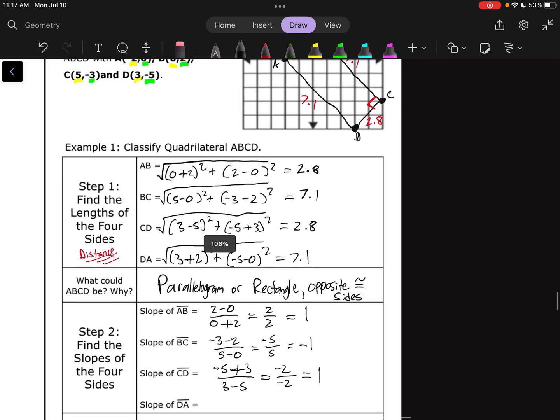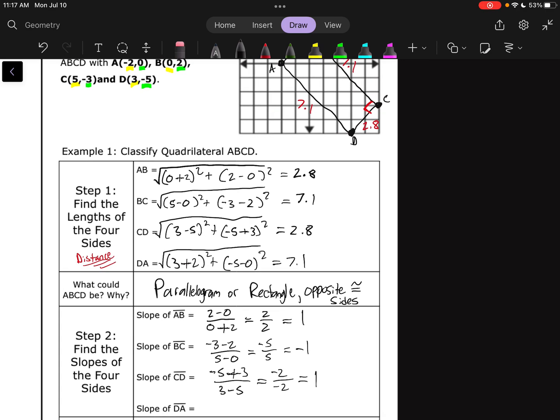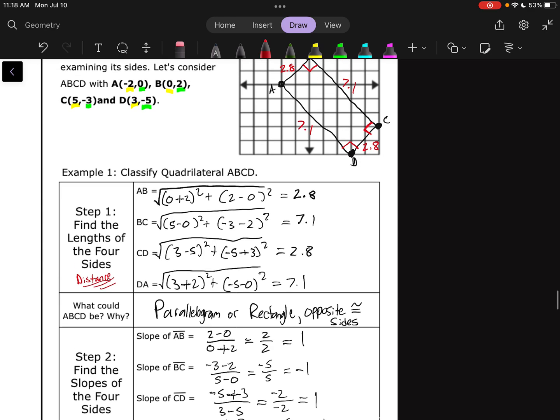Now lastly, we just need to check side DA. That's going to be -5 minus 0 over 3 minus -2, which would be 3 plus 2. That's -5 minus 0, that's -5. 3 plus 2 is 5. -5 over +5 is -1. So once again, we get some opposite reciprocals, so we get a right angle between side CD and side DA. And also side DA and AB, those are opposite reciprocals, so we get a right angle over there.